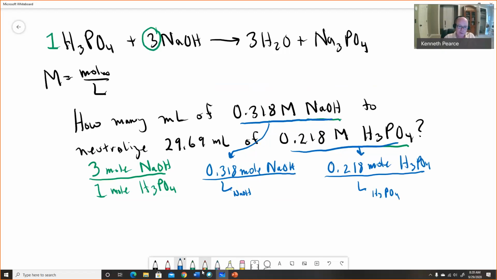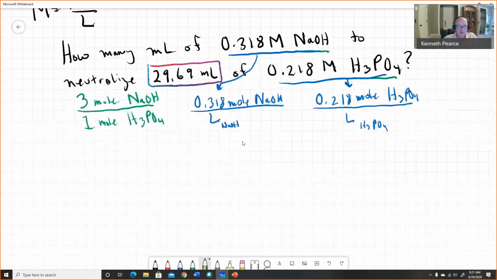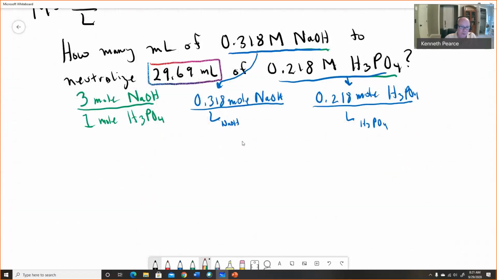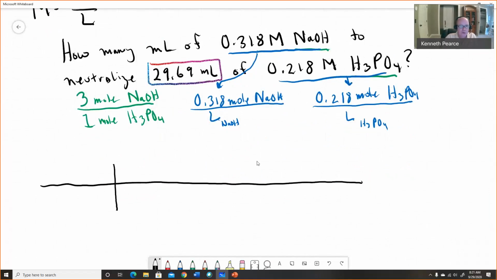And so we now have 3 conversions that we can use for our equation. And we have a given, or measured, is our 29.69 milliliters. So we have all the pieces to set this up as a conversion factor, and now we're done with the problem itself, with the words, and we can go ahead and set this up. And so we always do this. We draw a line and draw another line. Start with our measured number, and that's the 29.69 milliliters of phosphoric acid solution.